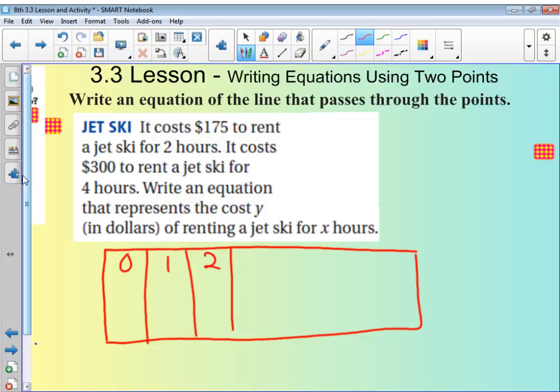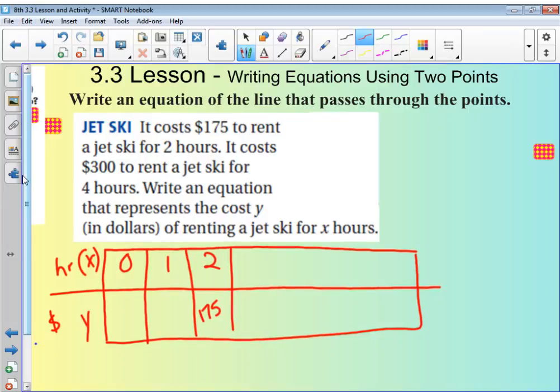So at 2 hours, it was $175. So hours, and these are our x's, and dollars, which are our y's. Okay. It costs $300 to rent a jet ski for 4 hours. So we skipped hour 3, but at 4 hours, it was now costing us $300. So we need to find out what our change is here. Well, the change was 2 hours. And here it changed from 175 to 300 as it went up $125. So our slope could be 125 over 2.